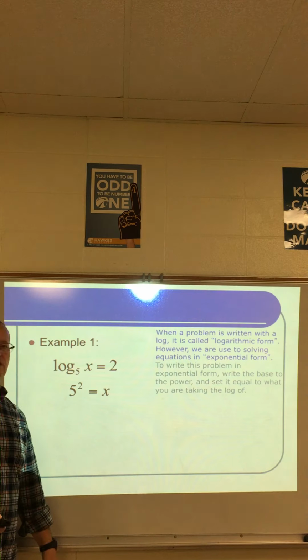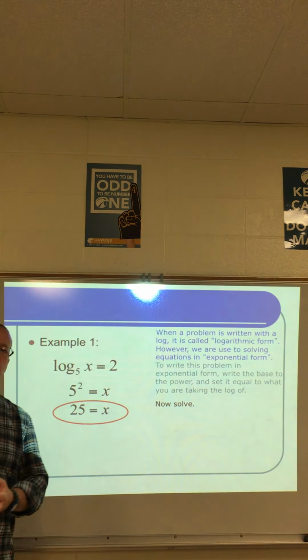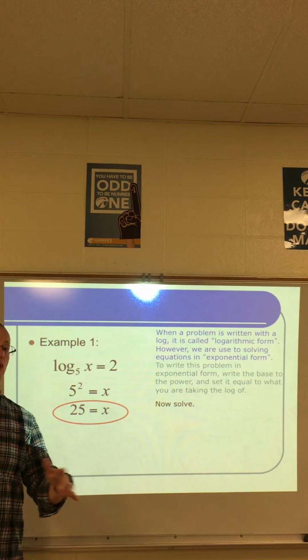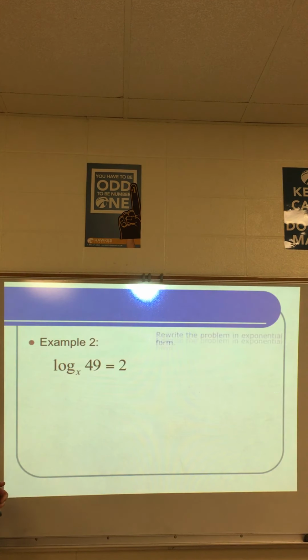What's 5 squared? It's 25. You just solve the equation. Okay? Anytime you have a logarithm on one side and a number on the other side, you can always get rid of the logarithm by rewriting it in exponential form. Let's keep going with this.